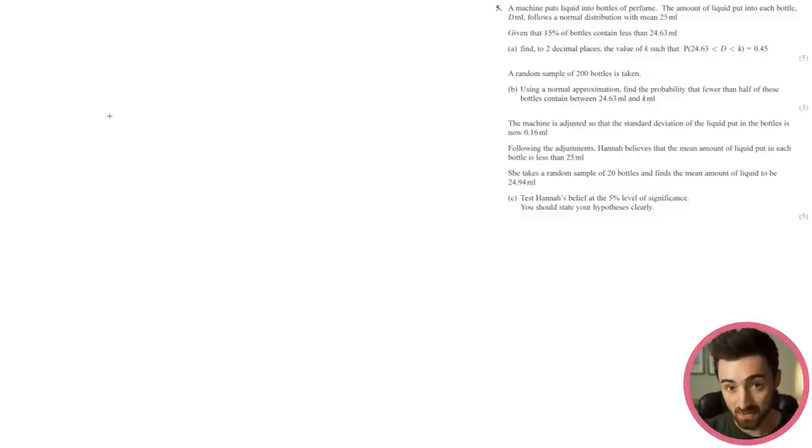Last question of the stats part of the exam, and the rain has just gone absolutely mad outside, but let's see if we can get through it. So, a machine puts liquid into bottles of perfume. The amount of liquid put into each bottle, D, follows a normal distribution with a mean of 25. Note how they've not given us the standard deviation here, so we've not got enough at this point.